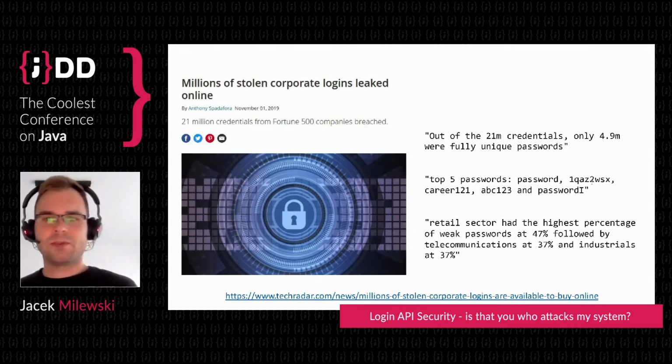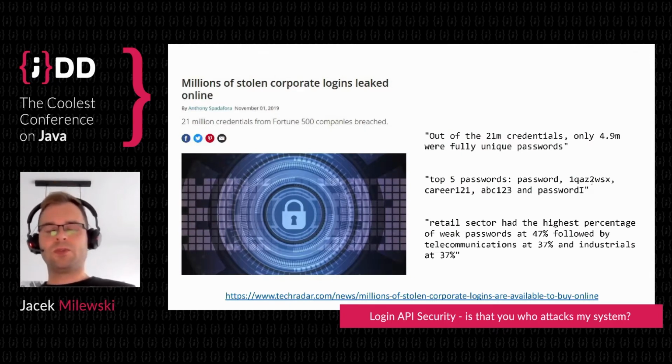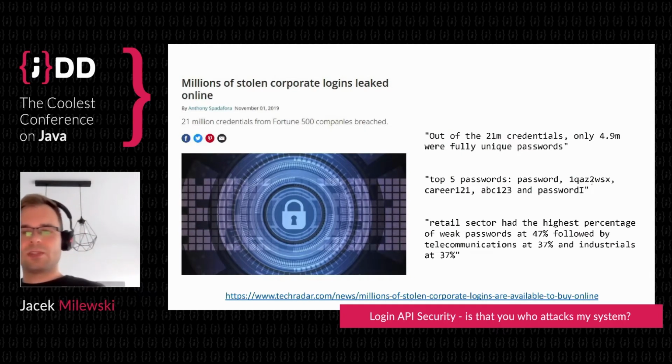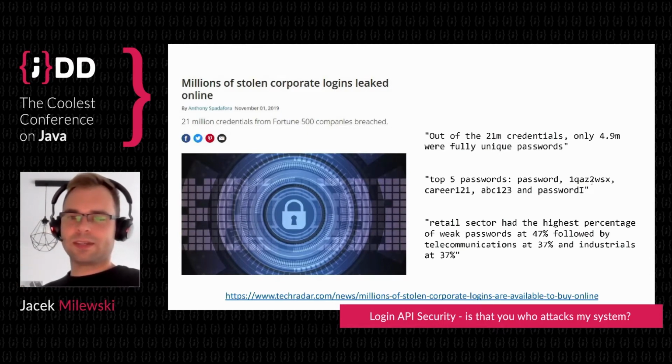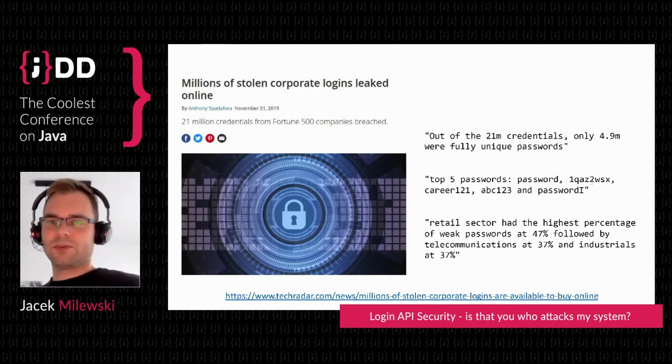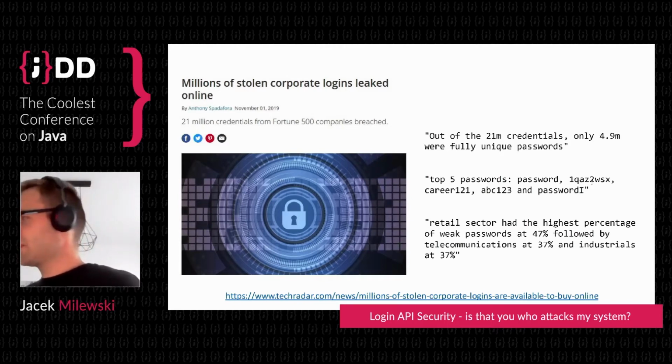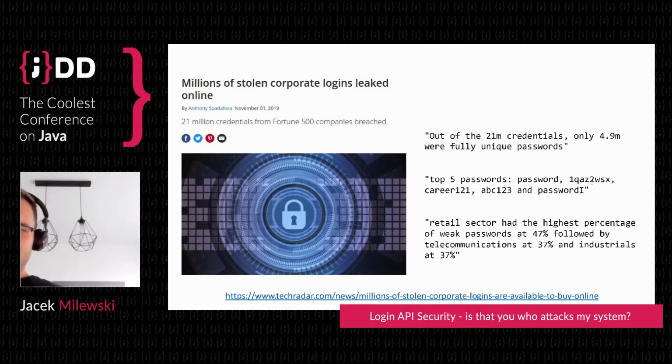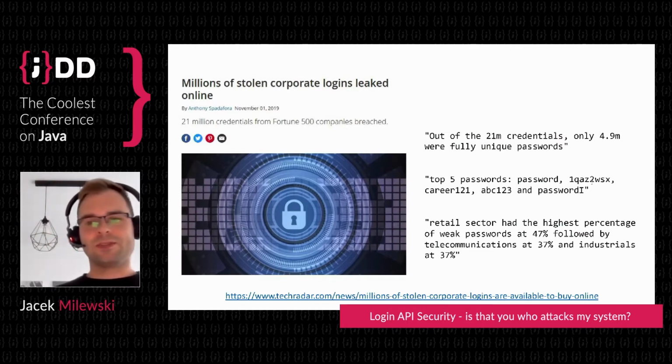What do we see? From those 21 million credentials, only around 5 million were fully unique passwords. So it's not just that they leaked. It's that just 25% of them were fully unique. Still, the story with the top 5 most popular passwords is in place, right? I hope that you can't find your password here. It's surprising to me that there is no QWERTY, but still, those are very simple passwords.